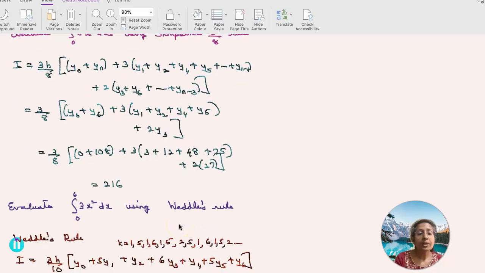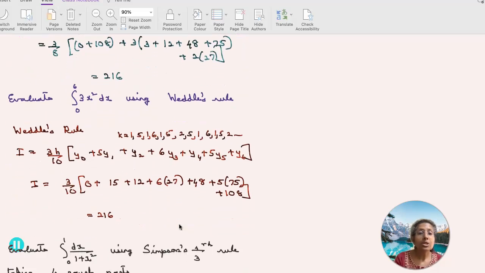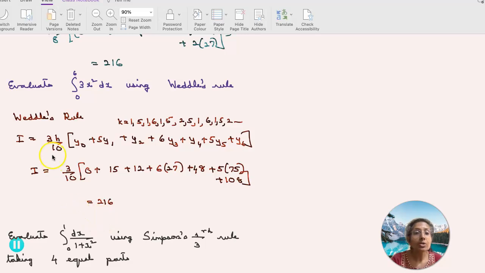What happens when you apply the same thing to Weddle's rule? So Weddle's rule is I equals 3h by 10 into y0 plus 5 y1 plus y2 plus 6 y3 plus y4 plus 5 y5 plus y6. As I told you, you'll take 1, 5, 1, 6, 1, 5, 1, and then it goes on like this. So you will get 0, and substituting the values, you get it as 216.